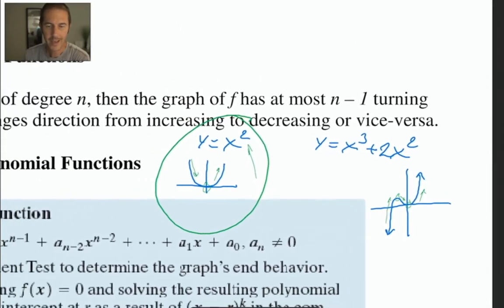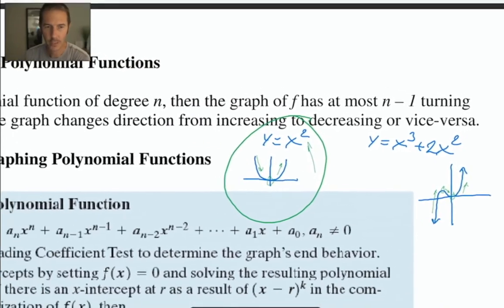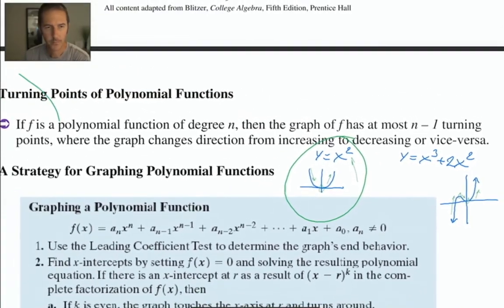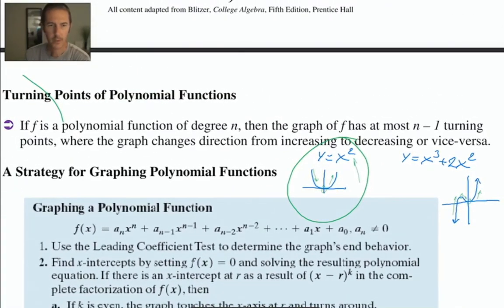What this text is telling us then, generally, is that a polynomial of degree n will have at most n minus 1 turning points, where the graph changes from being increasing to decreasing or vice versa.